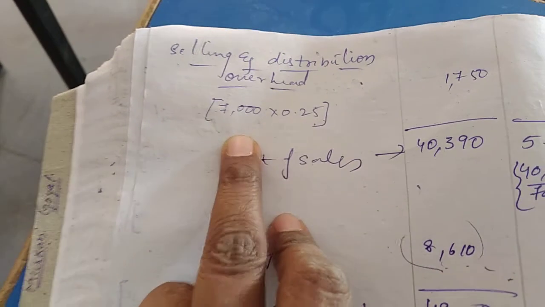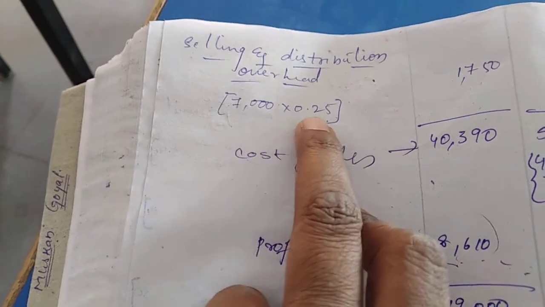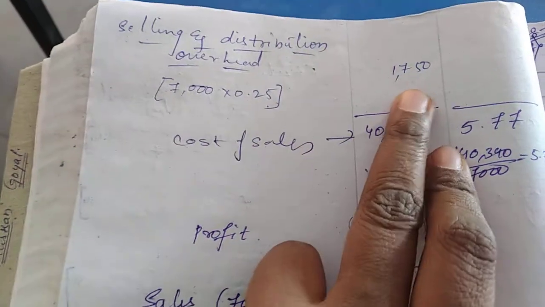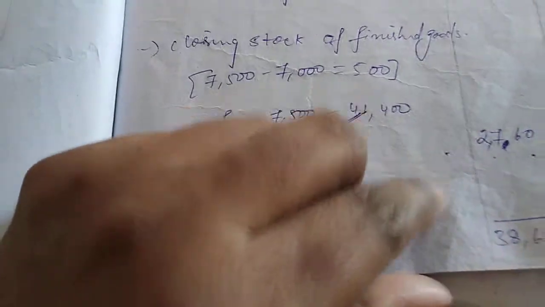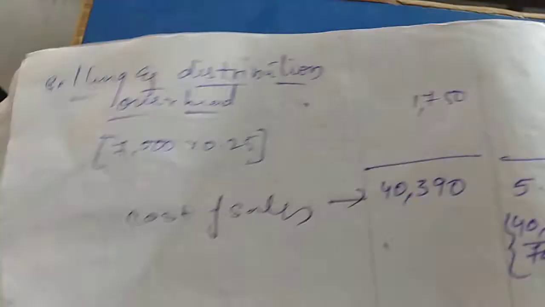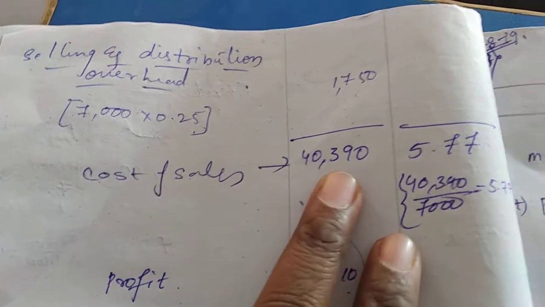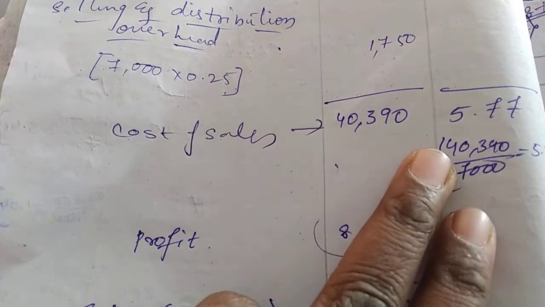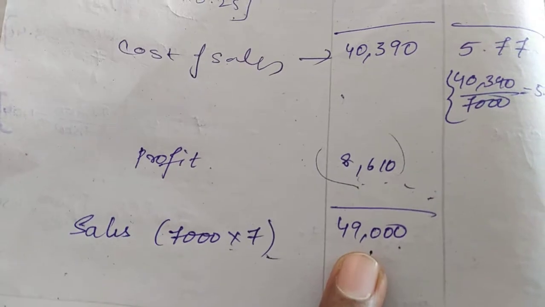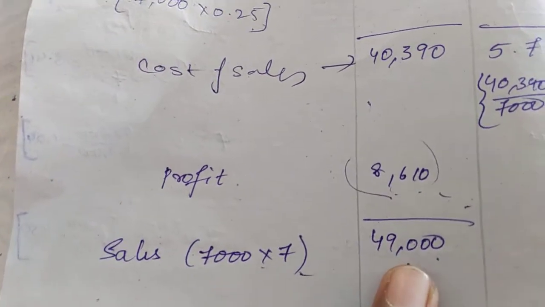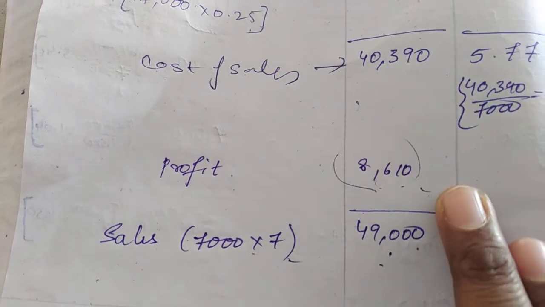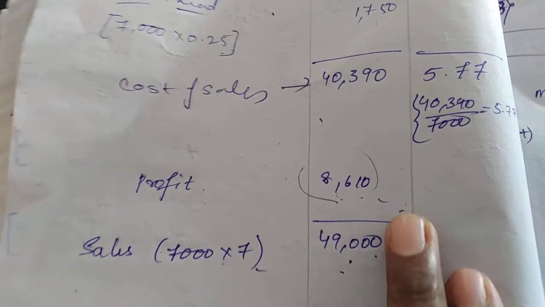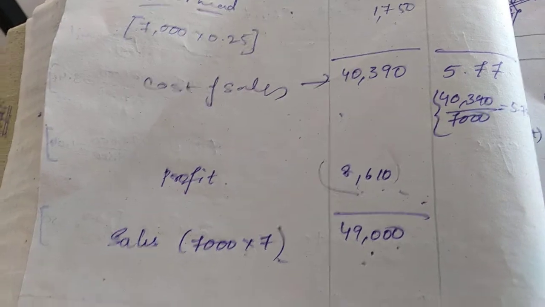Next, selling and distribution overhead. 7,000 units are sold, so 7,000 into 0.25 is 1,750. So 38,640 plus 1,750, the total cost of sales, is 40,390. Sales given in the question is 49,000. Deduct the cost of sales from this, and finally you get a profit of 8,610.